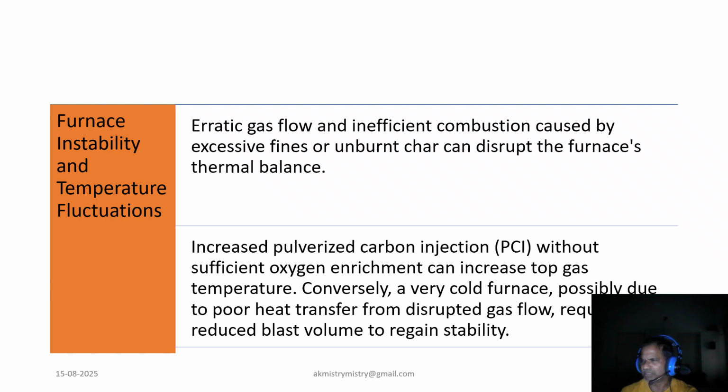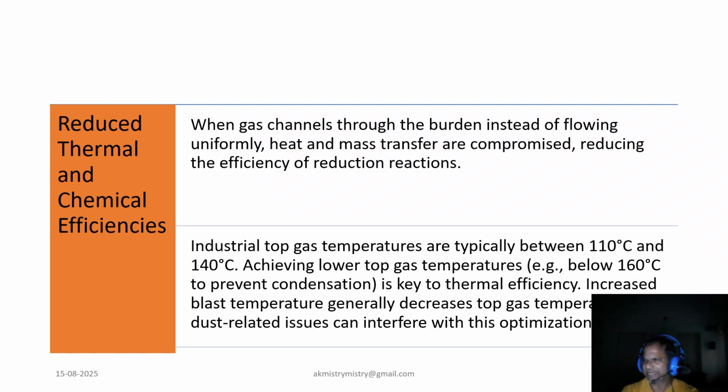Now coming to the reduced efficiency, where we can say that channeling reduces heat and mass transfer. Industrial top gas temperature ranges from 110 to 140 degrees, as we all keep these norms. Keeping it above 160 prevents condensation. Blast temperature adjustments also help, but dust complicates the optimization process. So we need to have a counterbalance of operating temperatures, as discussed.